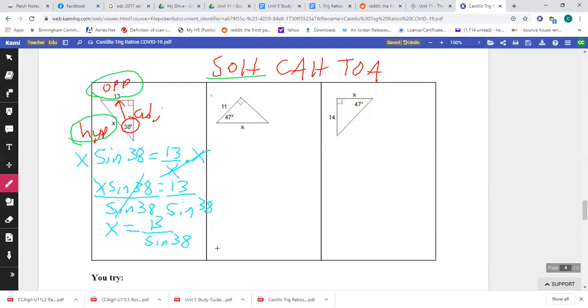Once again, try this on your calculators. Do 13 divided by sine 38. However, if you have an iPhone, you have to do 13 divided by, press 38 first, then press sine, and then press equals. The rest of you just type it in as you see it: 13 divided by sine 38, and then press equals. And so x should be approximately 21.1.